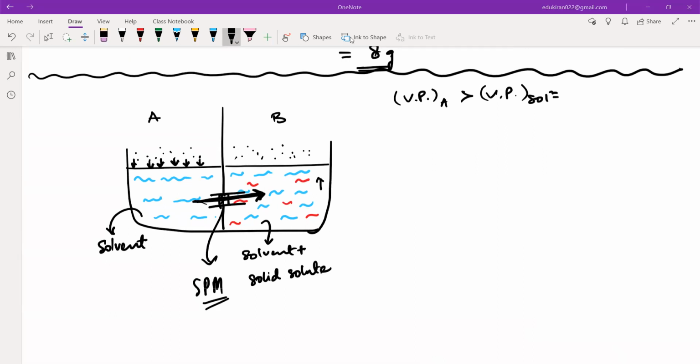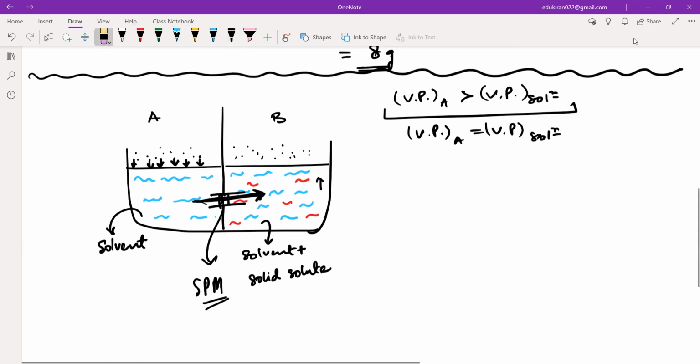Yes, sir. Why is it moving? What is the reason for its movement? This is the reason of its movement. The vapor pressure of solvent is greater than that of solution. And until there is a difference in vapor pressure, the solvent will move. If there is no difference, that means when the vapor pressure of A becomes equal to the vapor pressure of the solution, then the flow of the solvent will stop. Is this clear? Yes or no? Please tell me, guys. Yes, sir.